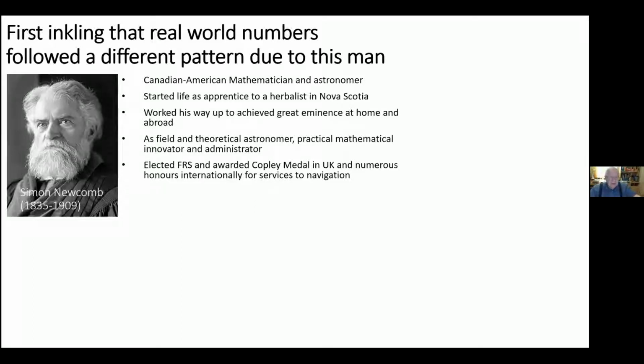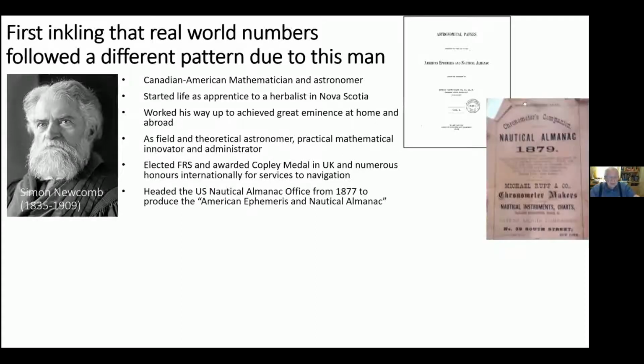He visited Britain and other points in Europe, and he became an FRS, and he was awarded the Royal Society's Copley Medal, which is the equivalent of a Nobel Prize. Nobel chose not to include maths in his list of what was medalable. And he got numerous honours internationally for services to navigation, and largely because he headed the US Nautical Almanac Office.